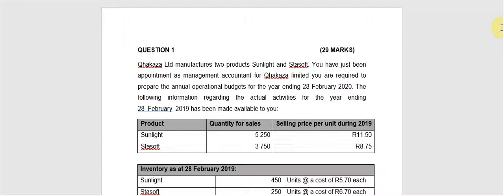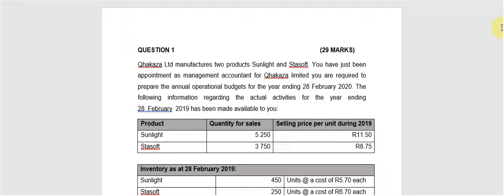Q Limited manufactures two products, Sunlight and Stasoft, and you have been appointed as their management accountant. You are required to prepare the annual operating budget for the year ending 28 February 2020. The following information relates to the year ending 28 February 2019. So this is very important.